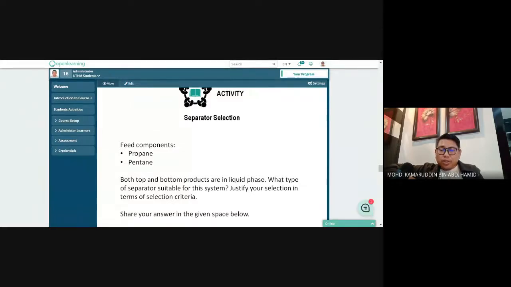Kalau top and bottom, so the best is distillation column sebab you can adjust the reboiler. Reboiler you use to adjust the steam in order for you to maintain the quality at the bottom, and you manipulate cooling water at the condenser such that you're able to maintain the purity at the top.